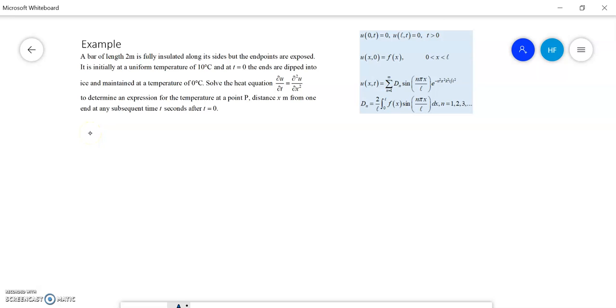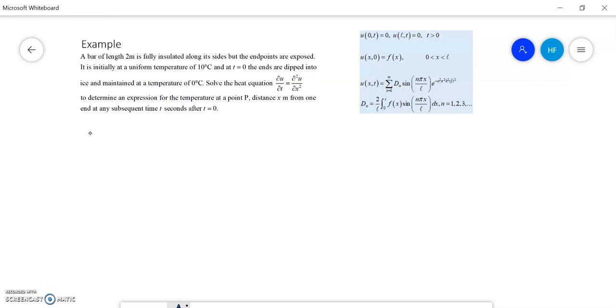Now let us try the second example. This is an application. Given a bar of length 2 meters, fully insulated along its side, but the endpoints are exposed. It is initially at a uniform temperature of 10 degrees Celsius, and at t equals 0, the ends are dipped into ice and maintained at a temperature of 0 degrees. Solve the heat equation ∂u/∂t equals this to determine an expression for the temperature at a point P, distance x meters from one end, at any subsequent time in seconds after t equals 0.